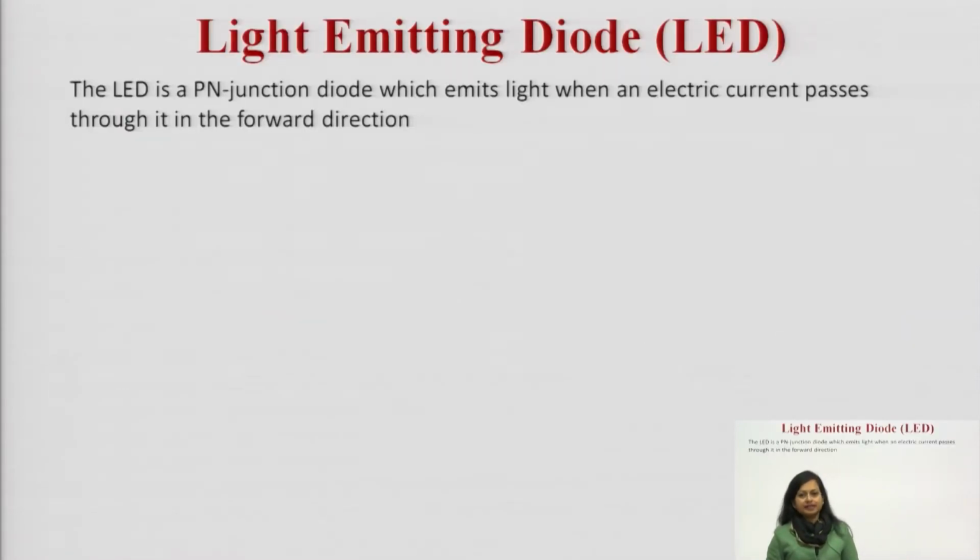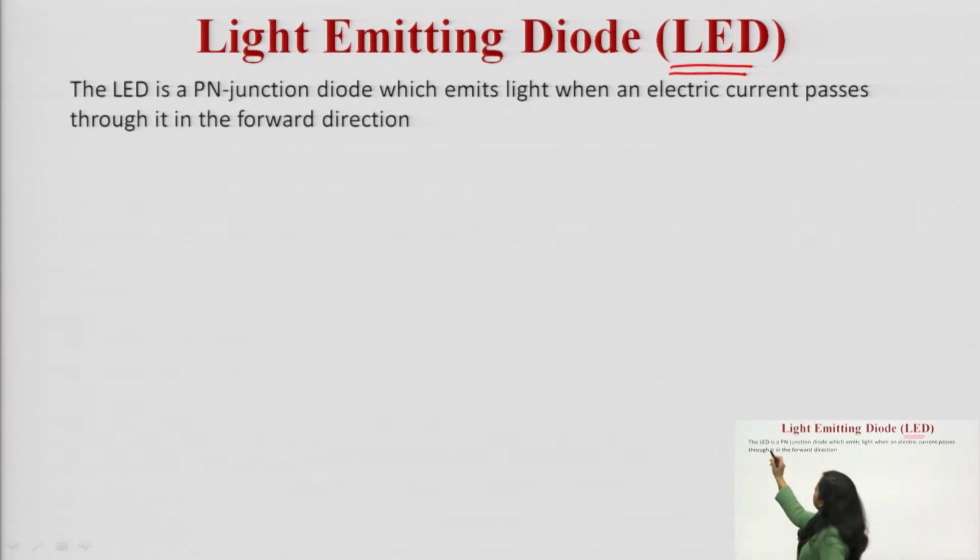What is this LED? If you see this term, the light emitting diode, from the term itself you can explain everything. L is for light, E is for emitting and D is the diode. Diode means there are two terminals, two electrodes, one is anode and one is cathode. Emitting means this is a special purpose diode which emits light. But how does it emit light?